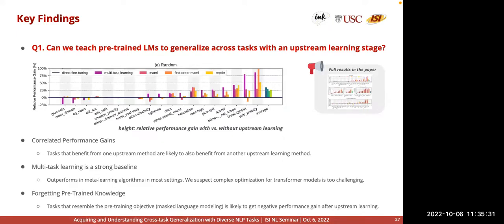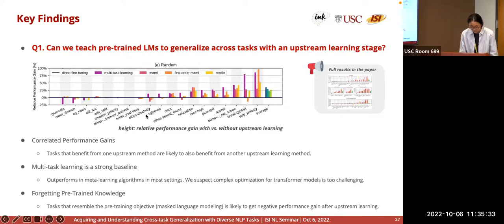Some other findings include that there is some negative transfer, and we find that tasks that resemble the pre-training objective well are more likely to get negative transfer. We also find that with different upstream learning methods, identified by different colors here, the performance gains are quite correlated. If a task benefits from multitask learning, it's also likely to benefit from MeTA.